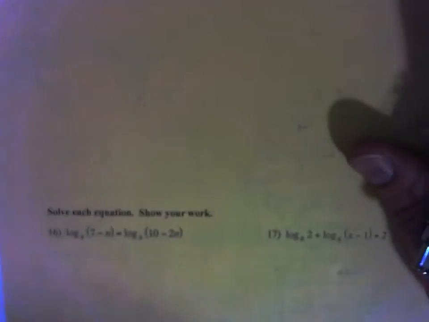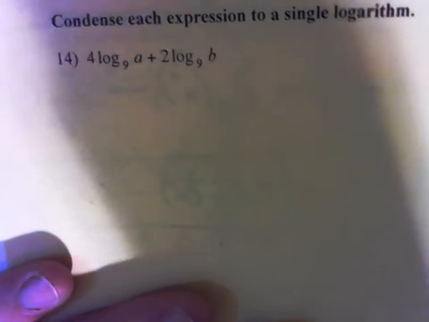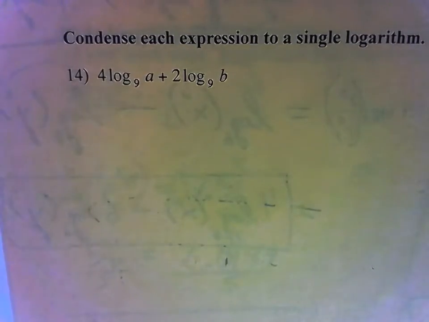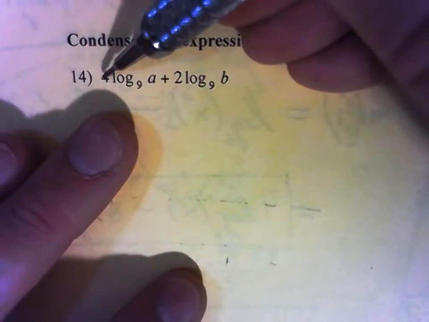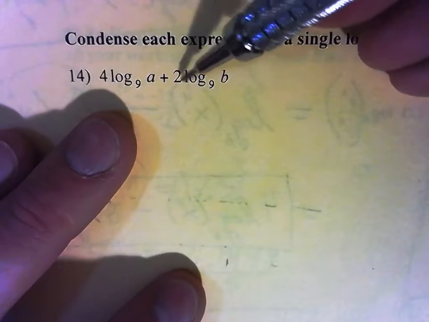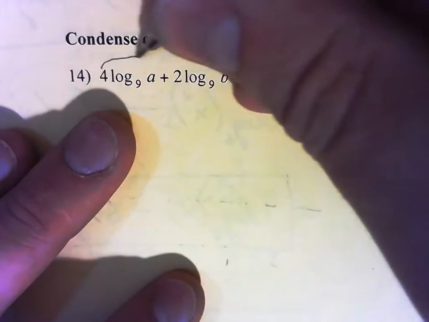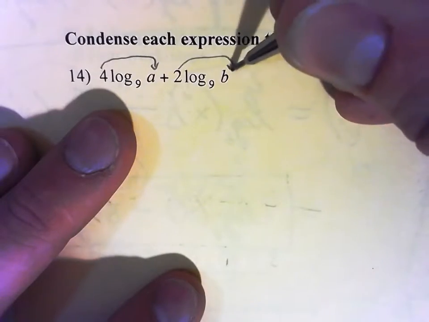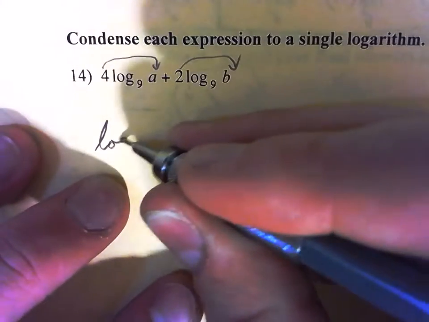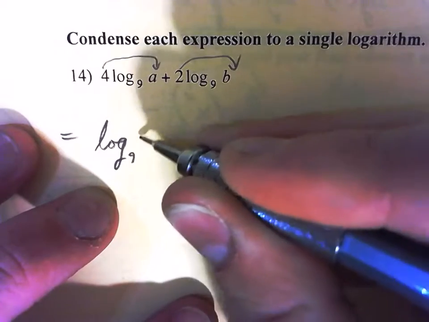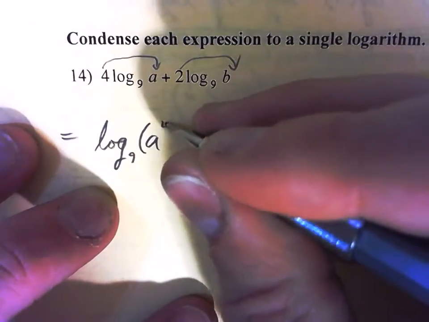Last 4 problems. Number 14 and 15 are going backwards of what we were doing on the last 3 problems. So we're wanting to use those same properties but go backwards. So what would make a 4 or a 2 go in front of the log if it was a power? So this is going to become log base 9 of a to the 4th.